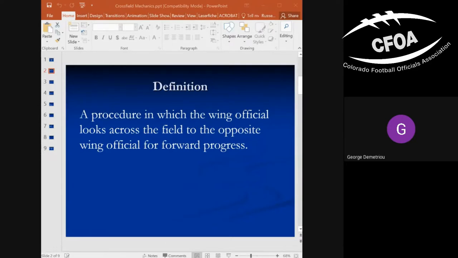So the definition is, it's a procedure in which the wing official looks across the field to get forward progress. So what we're used to is the near guy, the wing that can see the ball, is the one that gets forward progress. And that probably works 98, 99% of the time.